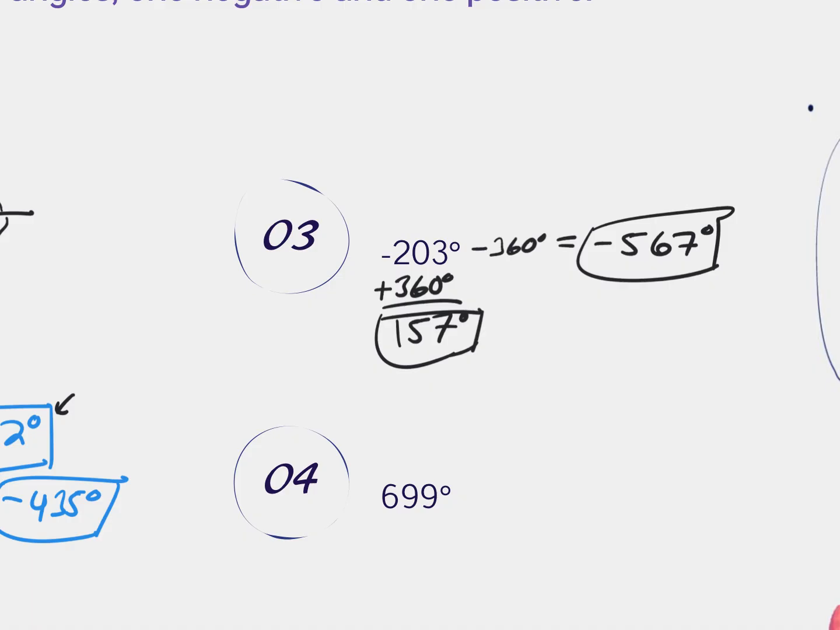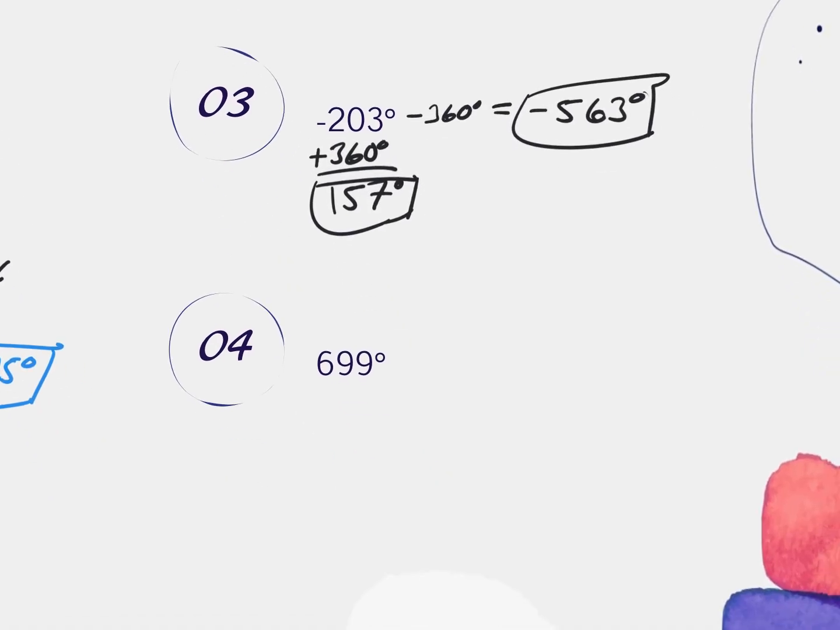Oh, just kidding, actually. I did 207 and 2 instead of 203, right? That should get you negative 563. Whoa, I'm not drawing that right. Negative 563. Okay, that's better.